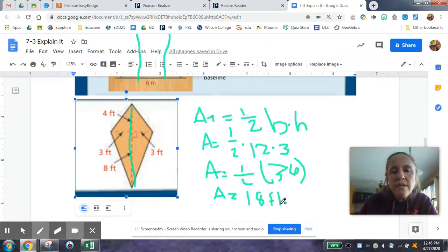Since I found it for the two triangles that are identical, I just have to double that. And the area of this kite is 36 feet squared. You'll get the same thing if you use the other triangles. The math is just a little different in solving.